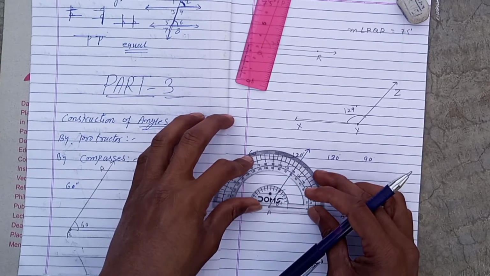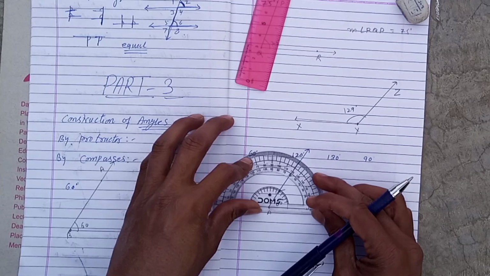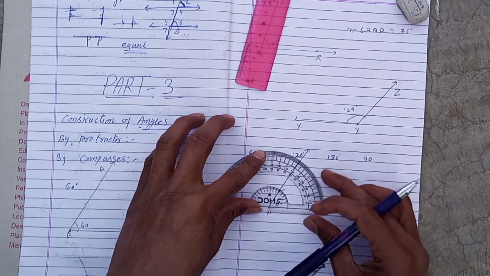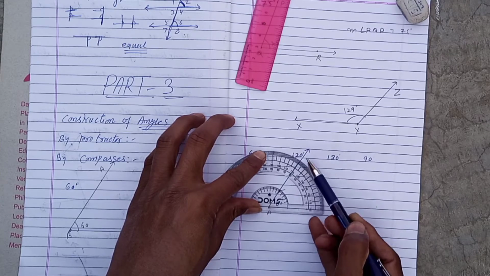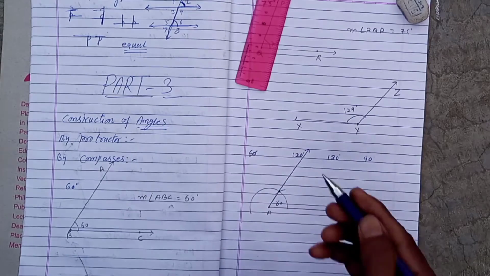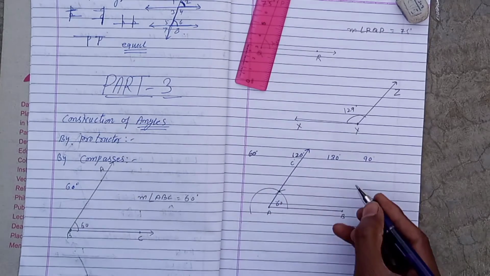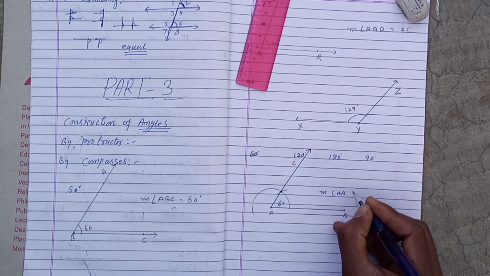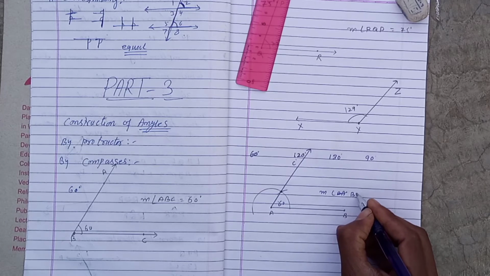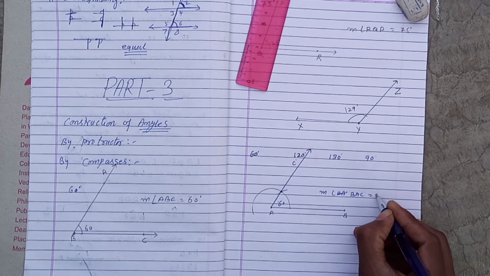First of all, make the point in line. After joining the point, you can see this is the 60 degree angle. You can give the name, suppose you write C here. So this is called the measurement of the angle BAC is equal to 60 degrees.